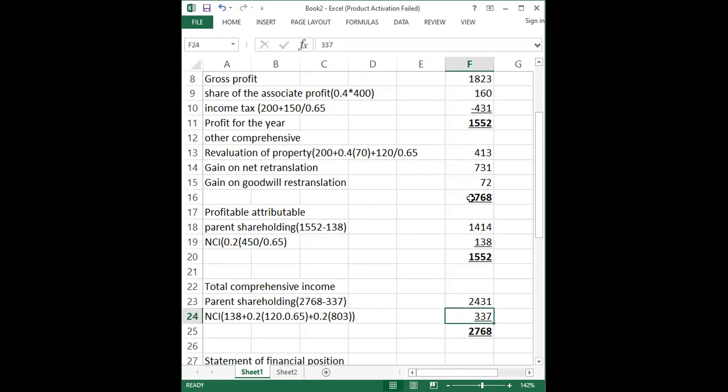Then it means that out of 2768, NCA is having 337. So if NCA is having 337, it means that the remaining portion is for the parent. That is how we separate it. So we share the two. Profit for the year will be shared, and the total comprehensive income will also be shared.